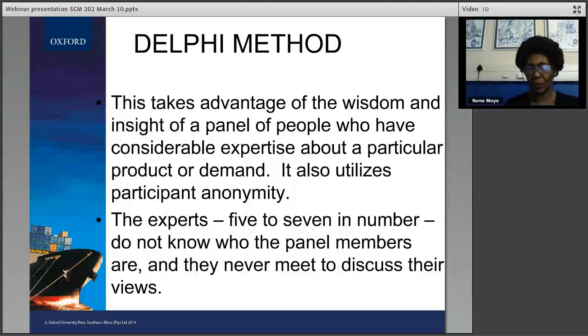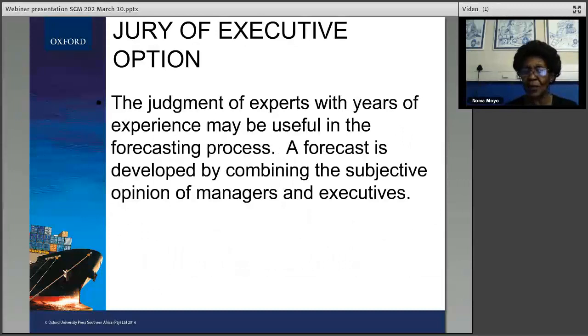What is the Delphi method? This takes advantage of the wisdom and insight of a panel of people who have considerable expertise about a particular product or demand. It also utilizes participant anonymity. The experts, that might be 5 or 7 in number, do not know who the panel members are, and they never meet to discuss their views.